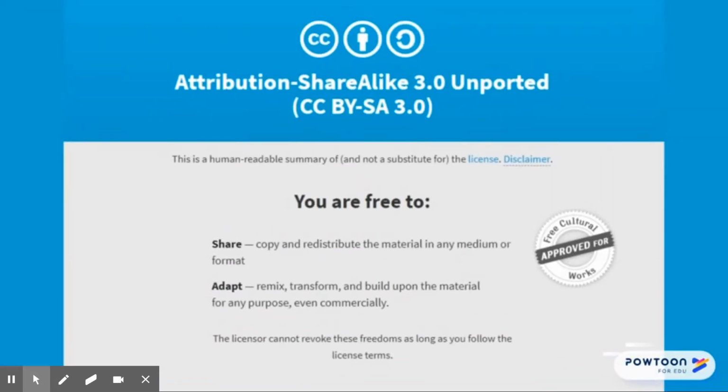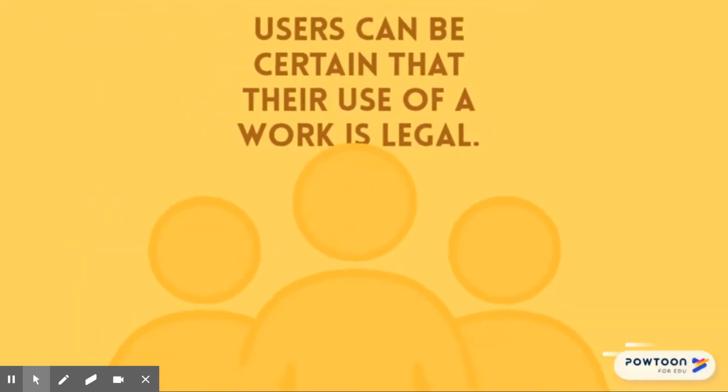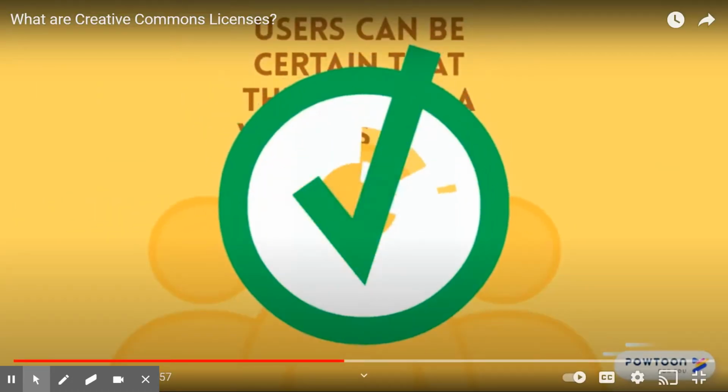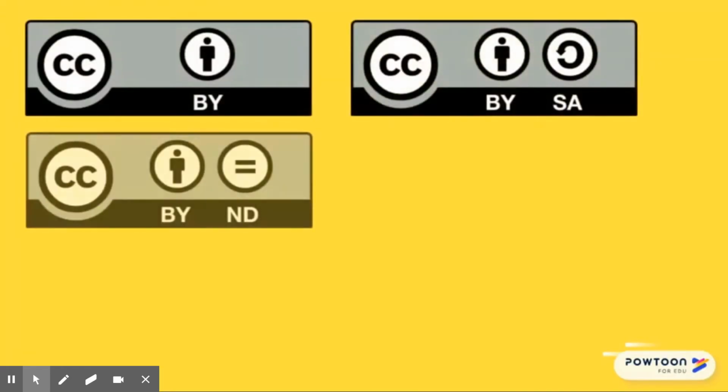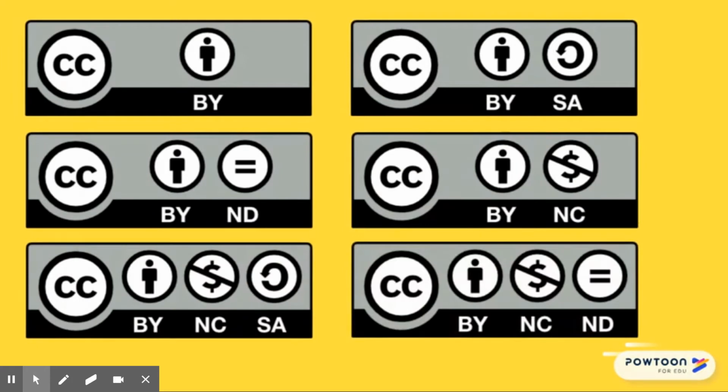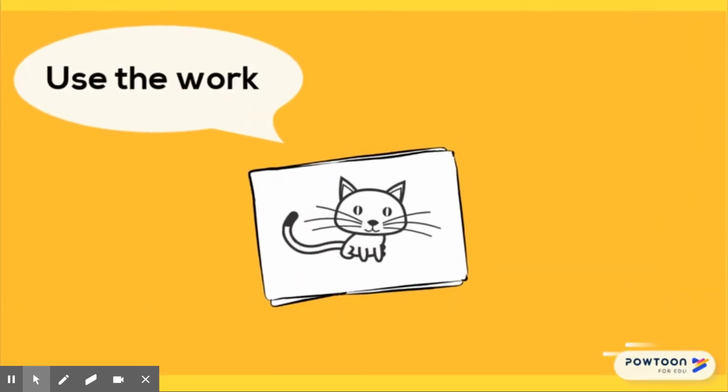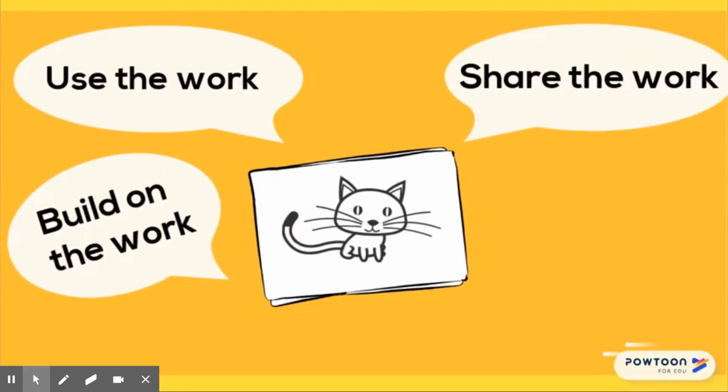Creative Commons exists to make permissions explicit and straightforward. Creative Commons licenses use icons and simple language so that creators can make their intentions clear and users can be certain that their use of a work is legal. These different licenses help people understand if and how they can use, share, or build on a work.